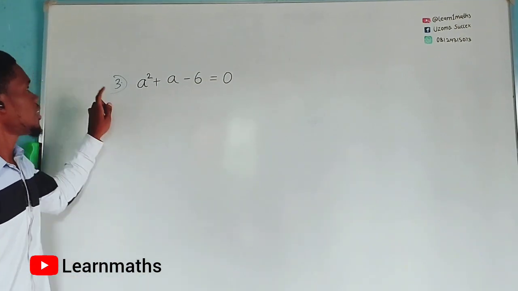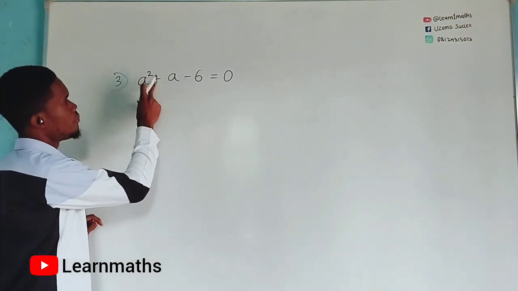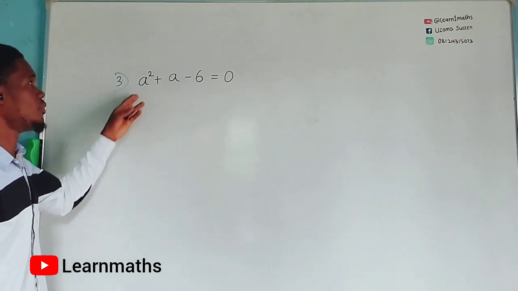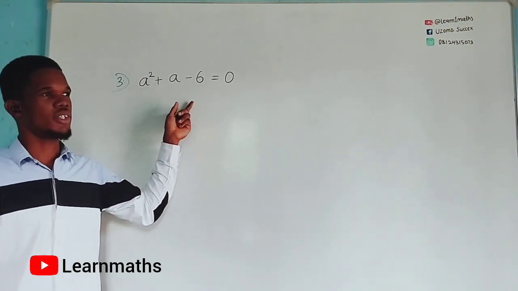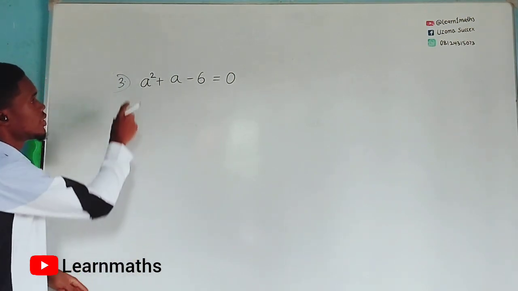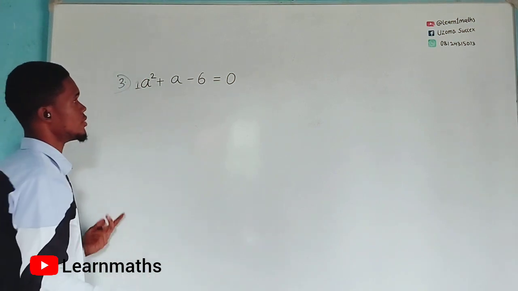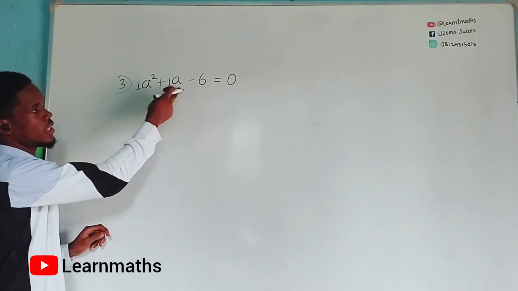Alright, so moving over to the third quadratic equation, we have a squared plus a minus 6 equal to 0. You can see the variable here is no longer x, it's now a. It could be b, it could be any letter, right? How many a squared do we have? 1, though we don't usually indicate these ones. How many a do we have? 1. So the middle term is actually 1a, right?